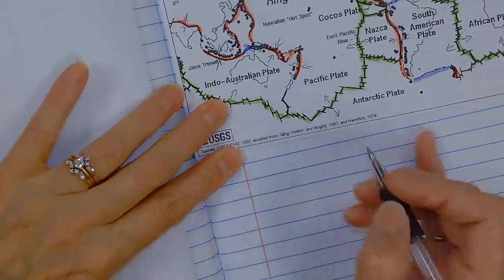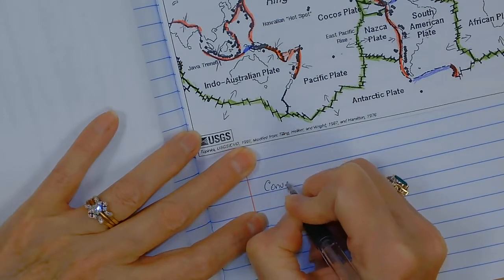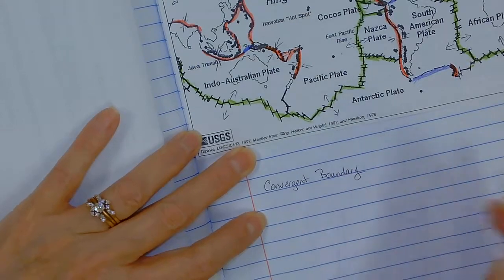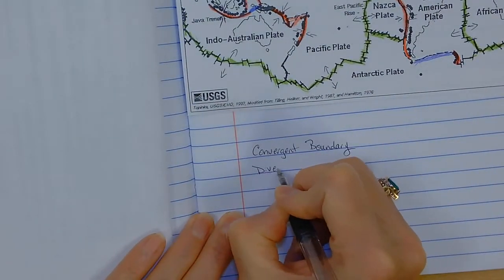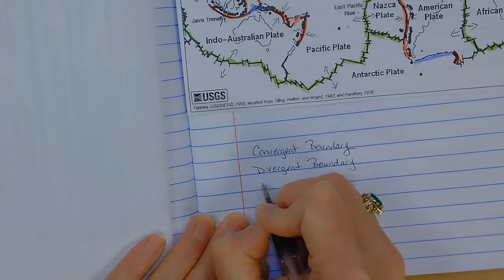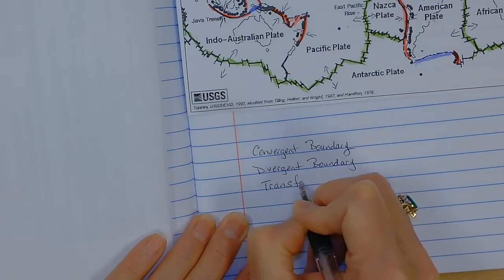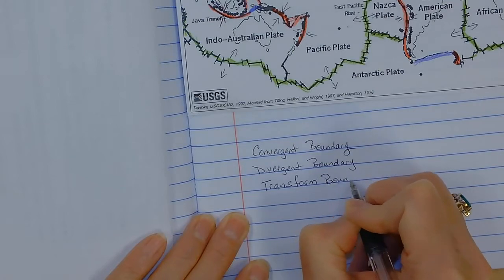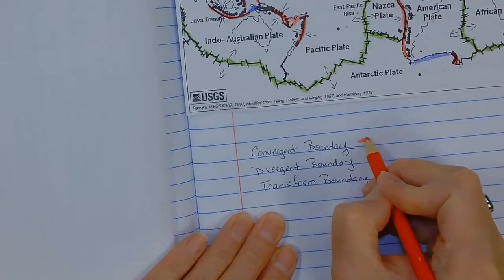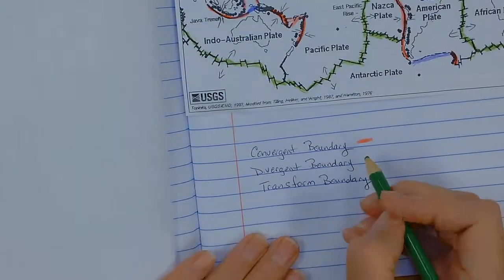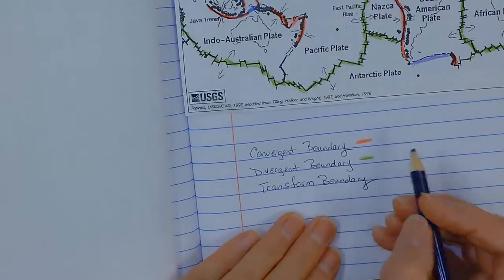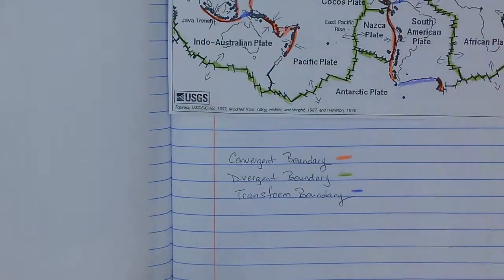So I'm going to put convergent boundary, divergent boundary, and transform. Okay, remember our convergent, we did red, so I'm just going to put a red. Our divergent, we did in green. And our transform, we did in blue. So we've made a little key that shows what each of those colors represent.